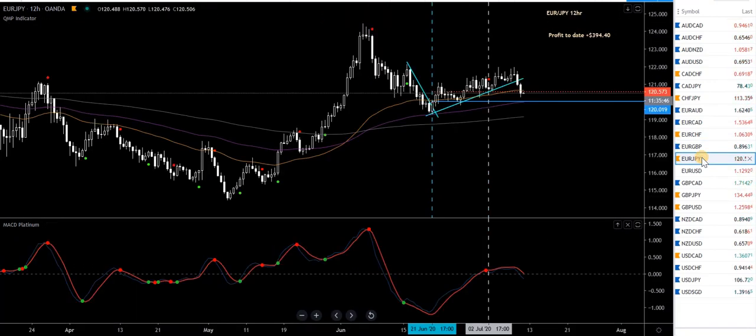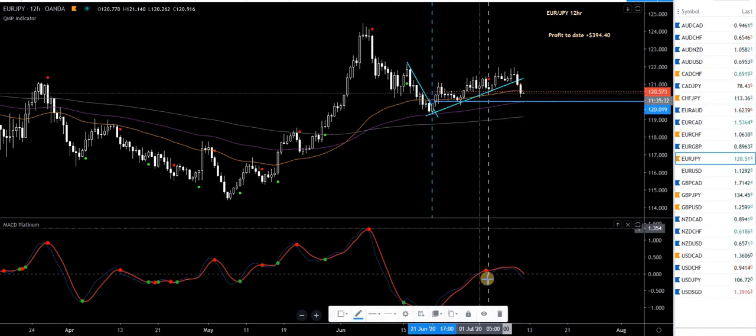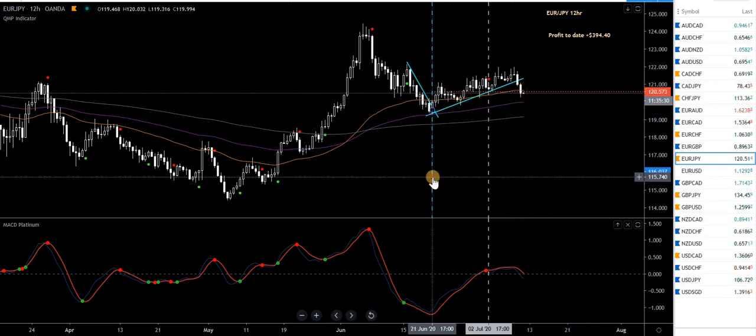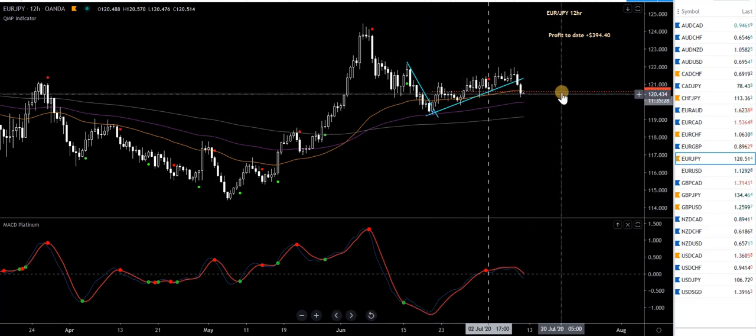Euro yen, something happened on that. I was in a buy here, and on this big move with the yen today, my stop was taken out, giving me a profit of $13.67. So that trade's no longer in play, so I can delete those. I just left them on there to show you where they were.